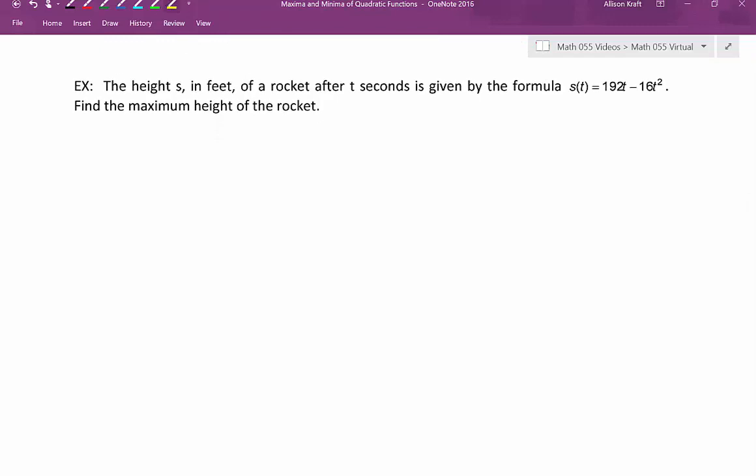They're asking us to find the maximum height of the rocket. So we need to determine whether s or t represents the height. The first line says the height s. So we're looking to maximize s. And then if you turn your attention to our function, s is over here by itself where y usually is. So we are looking for the y coordinate of the vertex.